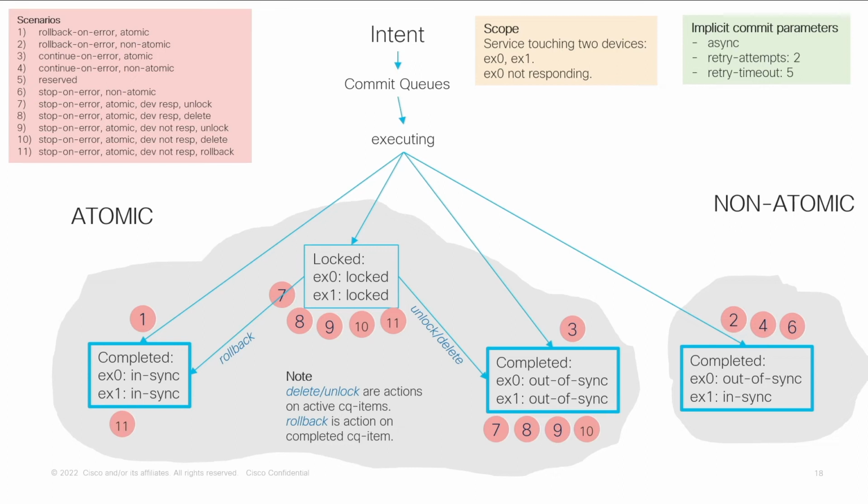error condition. That means if you have continuing error, when you set atomic false, independent of what you set the error option to, you will always end up with at least one device that is out of sync. So that means you will need to do some repair action like sync from or sync to.